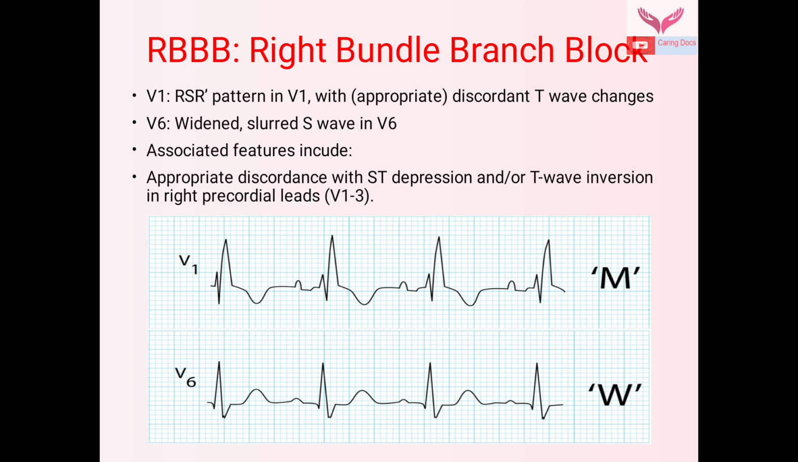This is called discordance, meaning initial positive deflection, then we get a negative deflection of the T wave or ST depression. If we get deflection on the same side, that is, if the R dash is upright and we get an upright T wave or ST elevation, then this will not be discordance. This will be concordant, and it will suggest ischemia. So discordant T wave changes, that is T wave inversions and ST depression, are very common in right bundle branch block in chest leads V1 to V3.